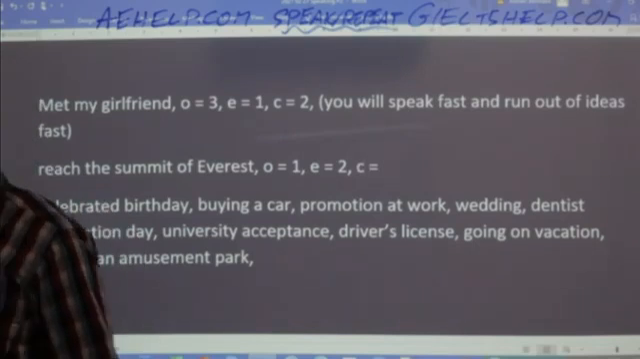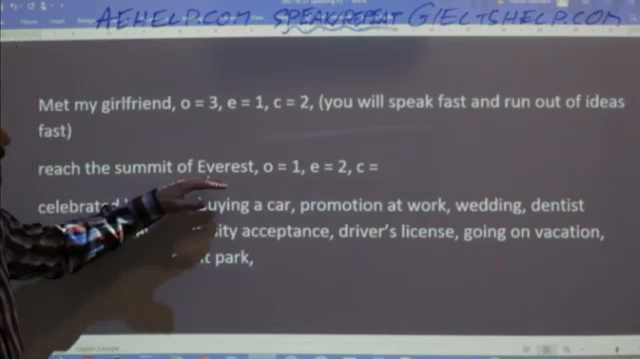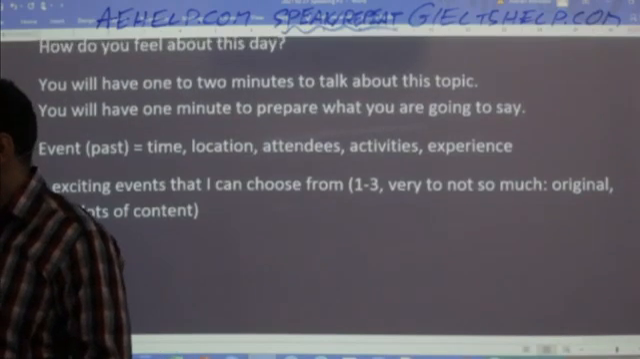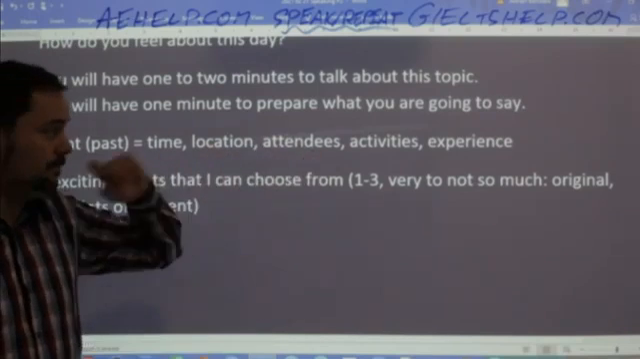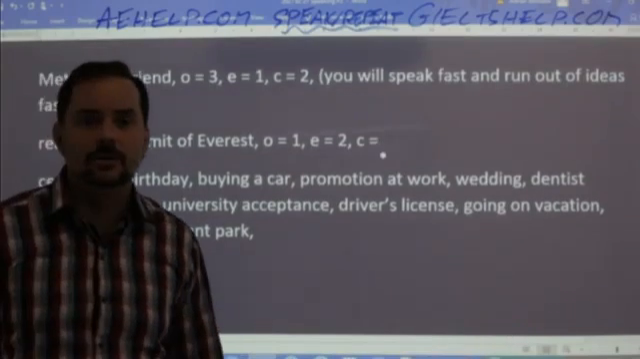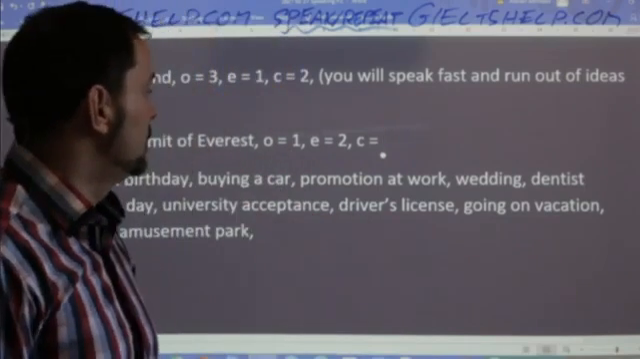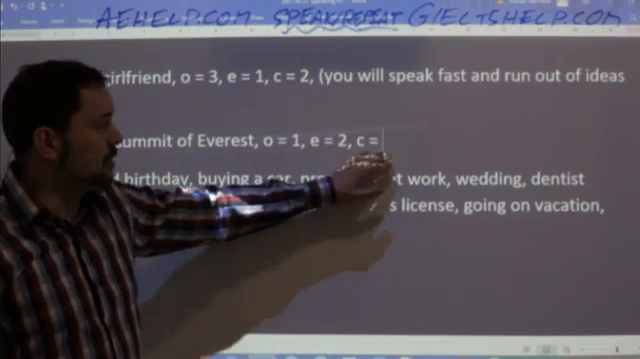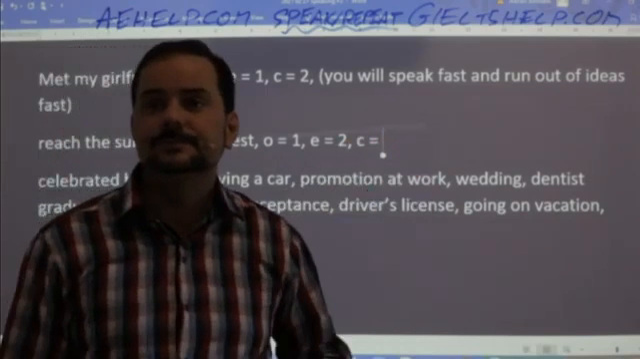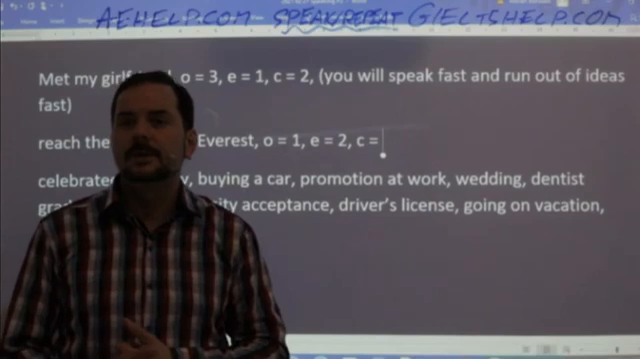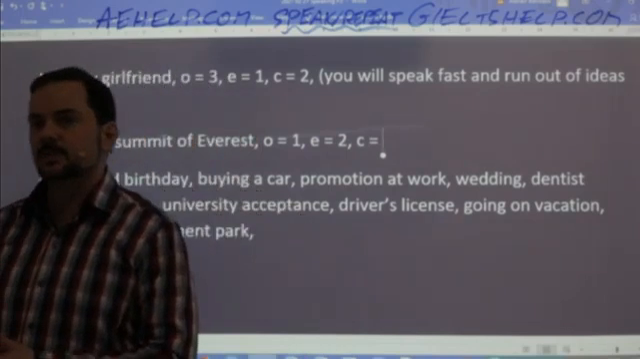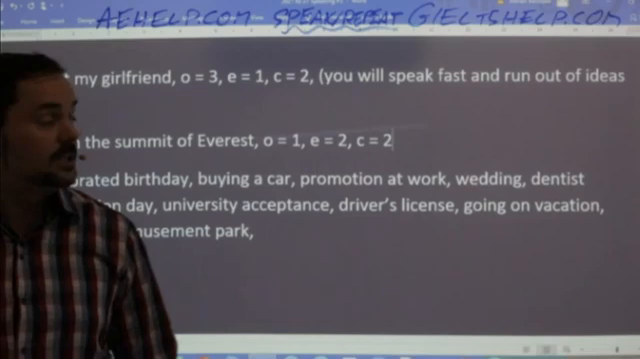Content. So reaching the summit of Everest, if you're thinking about time, location, attendees, activities, experience, content, is it easy to talk lots about an exciting day reaching? So content varies. So lots of content, number 1. 2, kind of, or 3, not so much. Okay. What do you think about content? Yeah, I would agree with all of you putting 1 for content. It's 1 to 2. Okay. So I would safely say 2. That would be my vote.